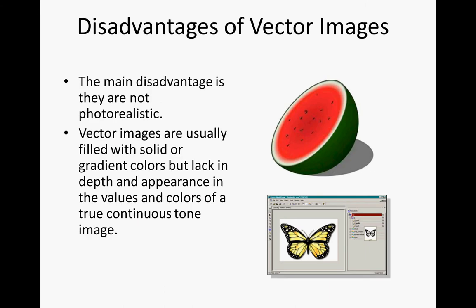Disadvantages of vector images: the main disadvantage is they are not photorealistic. Vector images are usually filled with solid or gradient colors but lack the depth, appearance, values, and colors of a true continuous tone image.